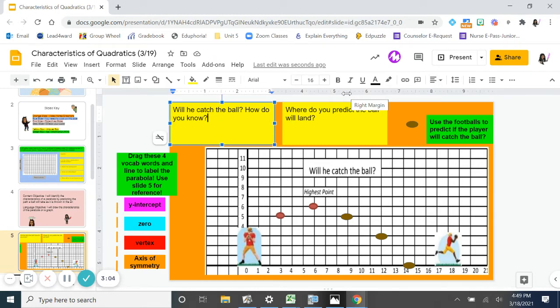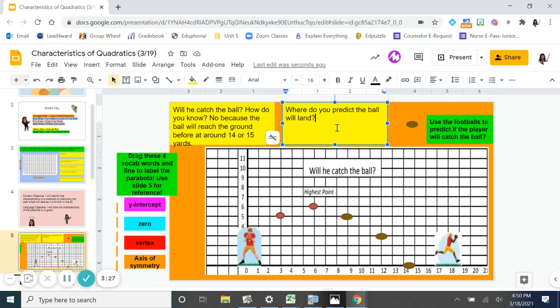Okay. And I can answer this first question. Will he catch the ball? No, because the ball will reach the ground before at around 14 or 15 yards. And that actually kind of answers the second question. Where do you predict the ball will land? So the ball will land at around 14 or 15 yards.